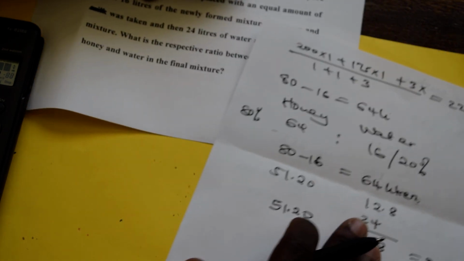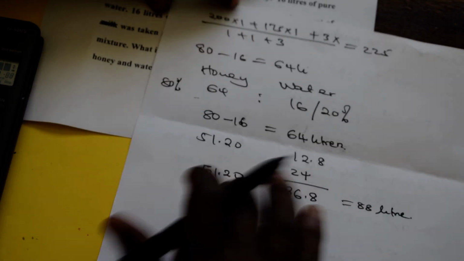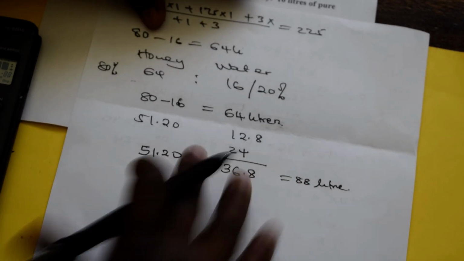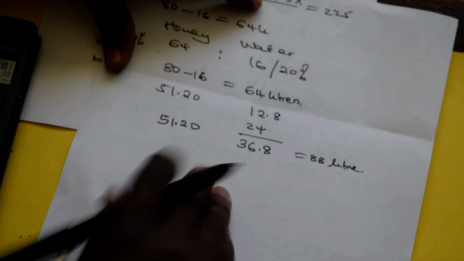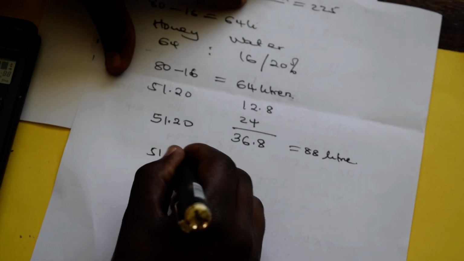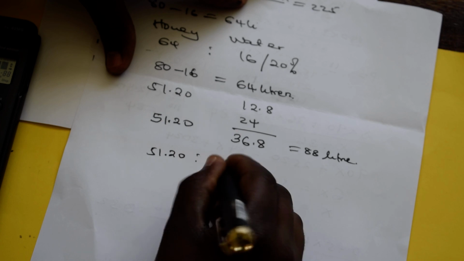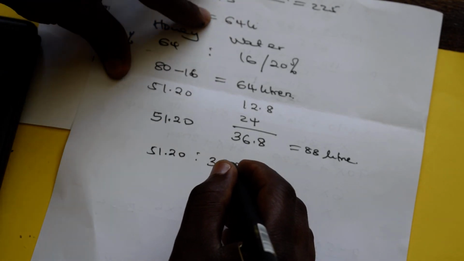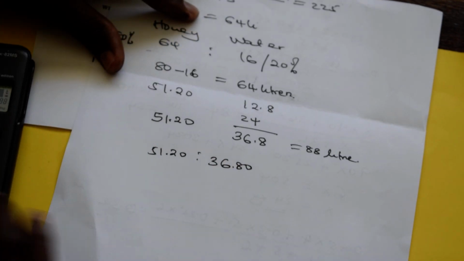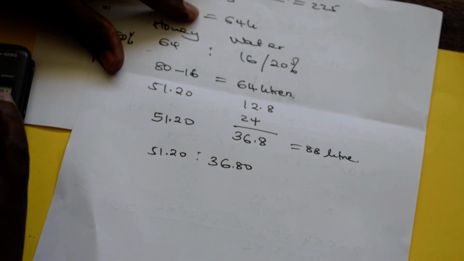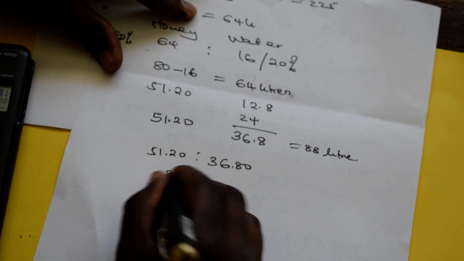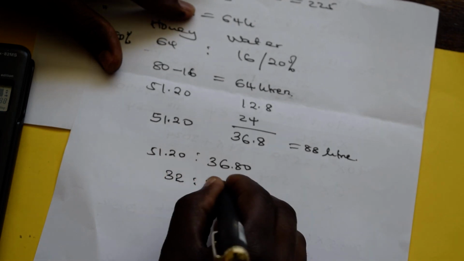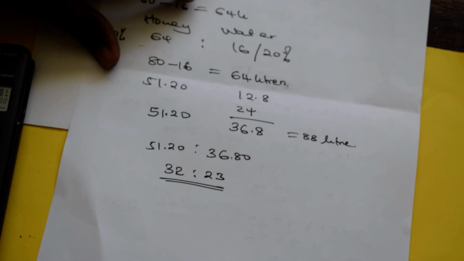So we are asked to find the ratio. So this is the final ratio, honey to water, and this will be 51.20 to 36.80. We cannot leave it that way, so we simplify this, and this will give us 32 to 23. That will be the new ratio.